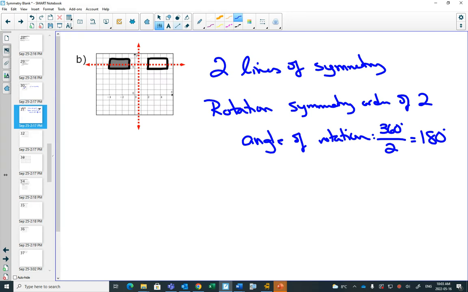So this one, if I highlight them both in blue, and I rotate it, bing, it matches up right there, and then back when it started. So it matches up once and then back to the start. That means that there's going to be 2 that match up. So we say our order is 2 and the angle is 180.